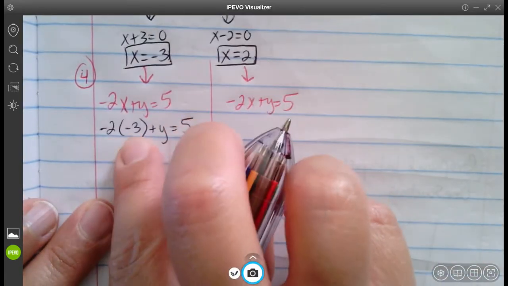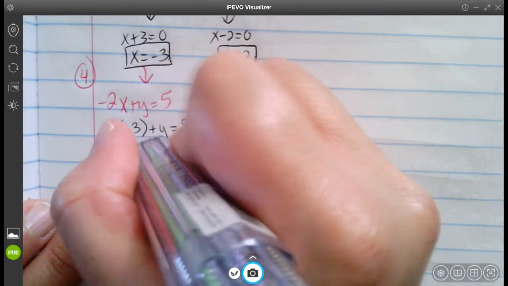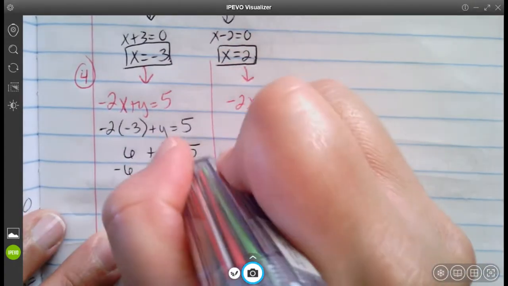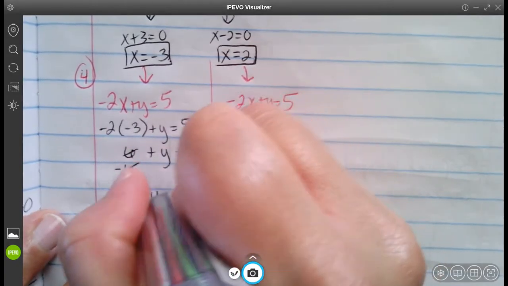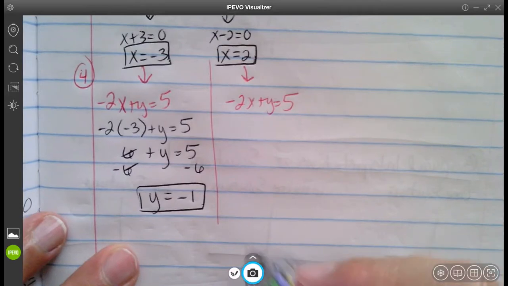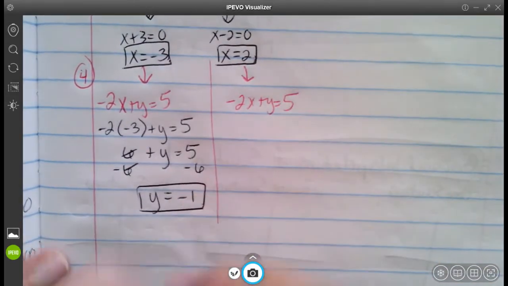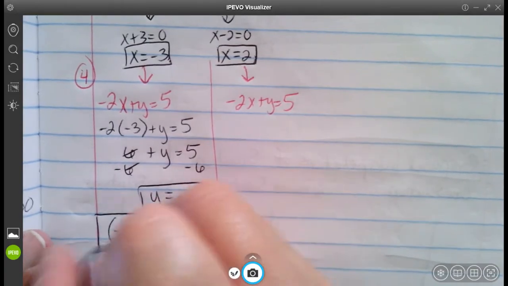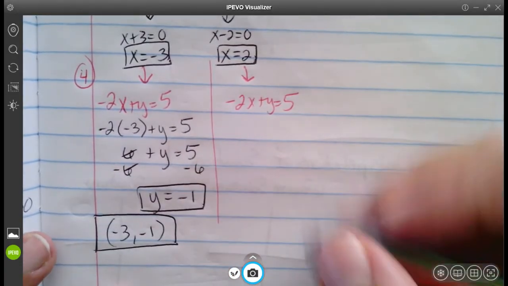Negative 2 times negative 3 is positive 6. Bring everything else down. Subtract 6 from both sides, so y is equal to negative 1. Which means that these two go together, so negative 3 comma negative 1 is one of my potential solutions.